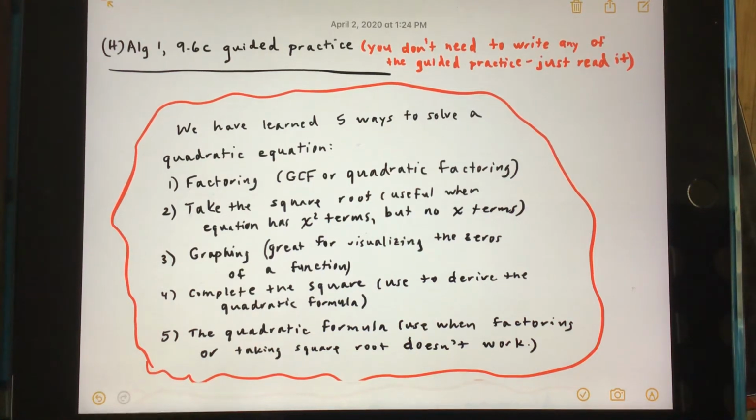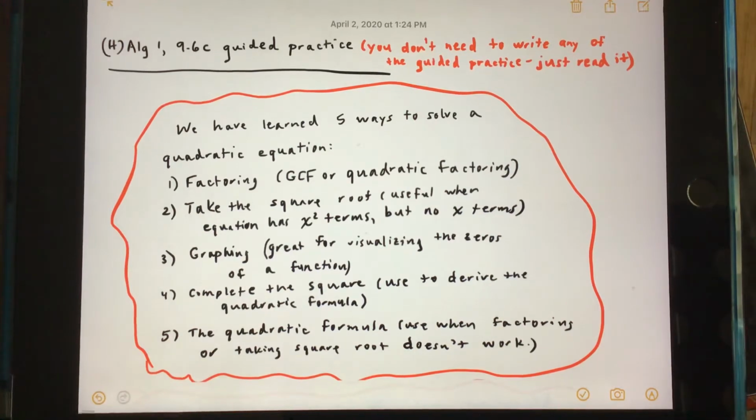Hello, algebra classes. We're going to take a look at our assignment for 9.6c. We're going to go through the guided practice problems, and you don't need to write any of these guided practice problems down. When you get to the lesson 9.6c, you're going to be copying a concept summary chart of the information that we're going to go through in this guided practice.